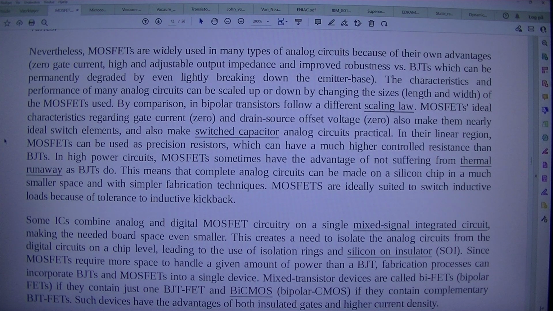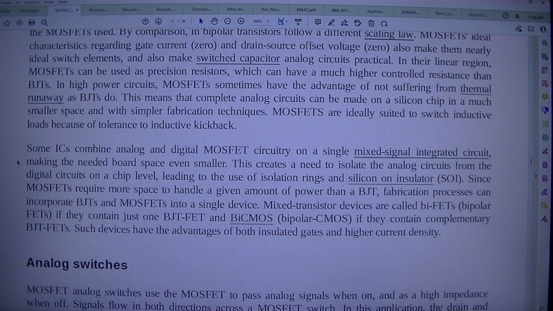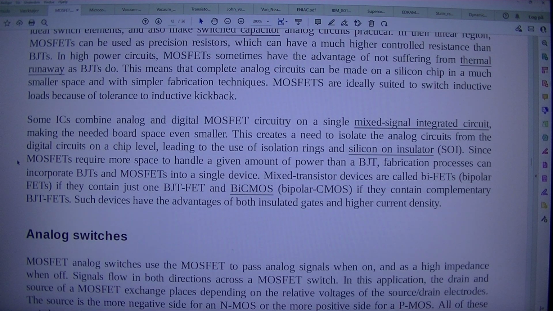In their linear region, MOSFETs can be used as precision resistors, which can have a much higher controlled resistance than JFETs. In high-power circuits, MOSFETs sometimes have the advantage of not suffering from thermal runaway as BJTs do. This means that complete analog circuits can be made on a silicon chip in a much smaller space and with simpler fabrication techniques. MOSFETs are ideally suited to switch inductive loads because of tolerance to inductive kickback.